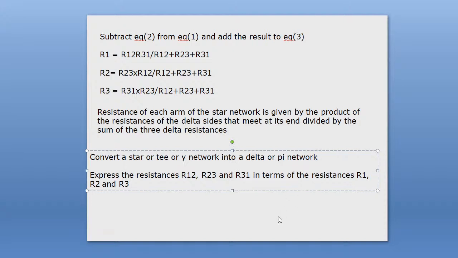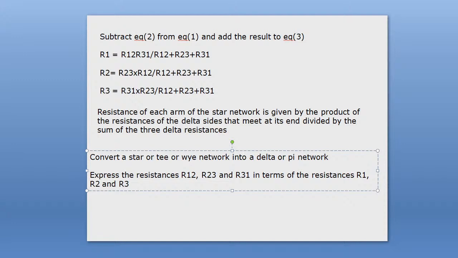Everyone please see the next problem. Yes, Amit, Y network. Okay, thank you, Amit. Y network. So everyone, you already have realized that a delta network can be converted into star network by taking the product of the resistance meets at that terminals divided by the total resistances.